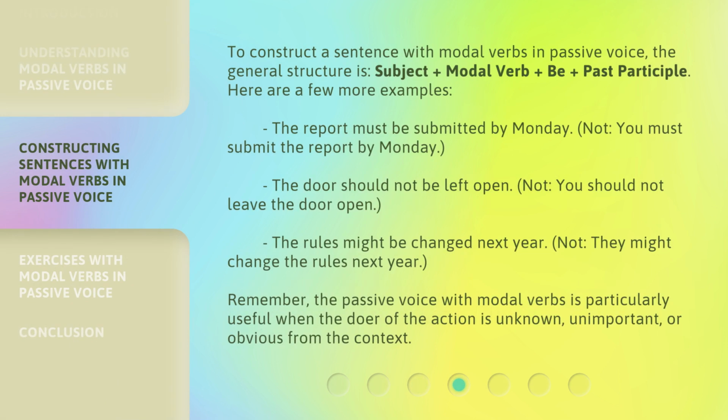To construct a sentence with modal verbs in passive voice, the general structure is subject plus modal verb plus be plus past participle. Here are a few more examples. The report must be submitted by Monday. Not, you must submit the report by Monday. The door should not be left open. Not, you should not leave the door open. The rules might be changed next year. Not, they might change the rules next year.